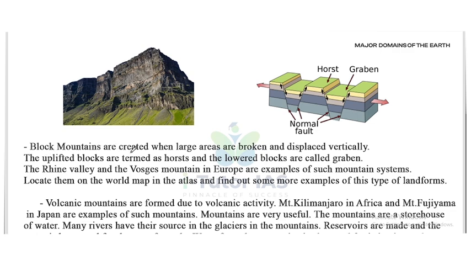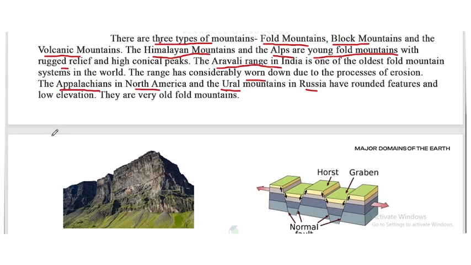Block mountains are created when large areas... First we discussed fold mountains. There are three types of mountain. First one is fold mountain, second one is block mountain, and the last one is volcanic mountain. The Himalayas and Alps are young fold mountains. The Appalachians in North America and Ural in Russia are old fold mountains.